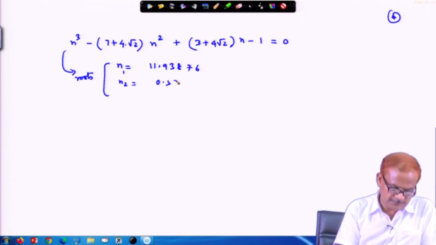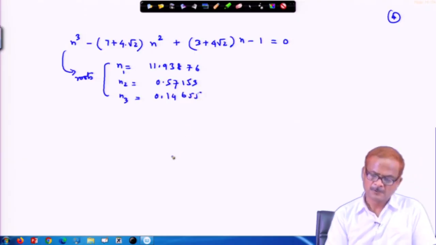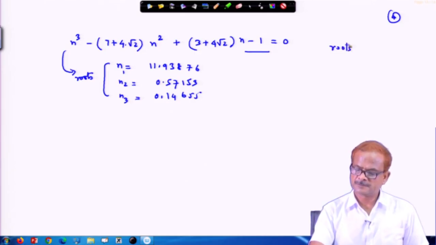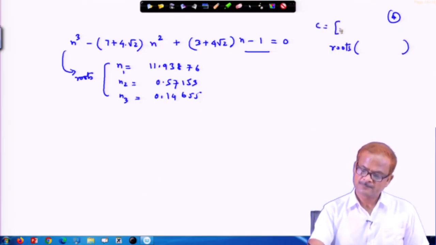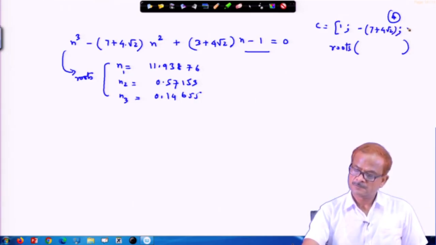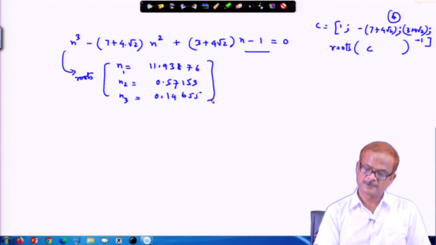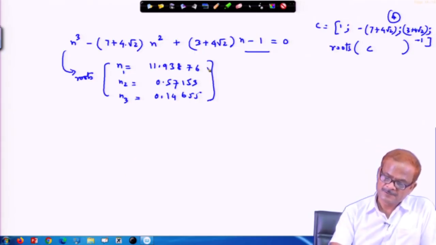n 2 will be 0.57153. And you can do it on MATLAB if you use this expression roots, define C as 1. If you have MATLAB, you can do it: minus 7 plus 4 root 2 and 3 plus 4 root 2, these are semicolons, and then minus 1. And then bracket closed, and then here if you write C, it will list you all the roots of these polynomials.